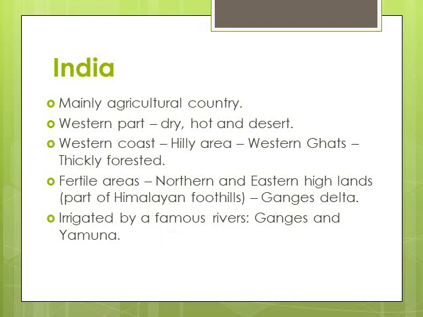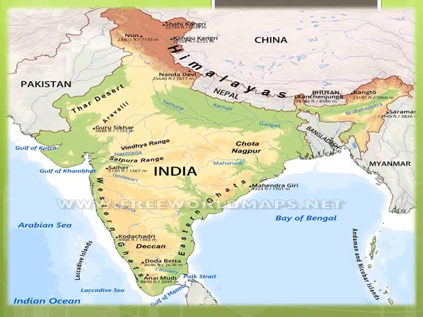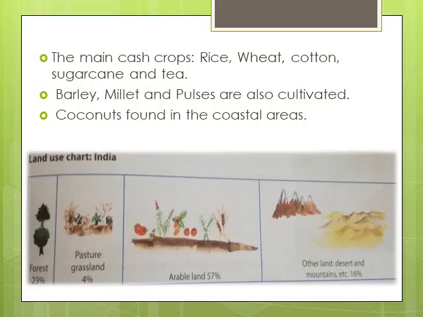Alright, here you can see on the map, this is the map of India, in which you can see the Deccan Plateau. This brown area shows all the Deccan Plateau. It is in central India, running from the north towards the south, and has a hot, dry climate with poor soil and thorny shrubs. Alright, so the main cash crops of India are rice, wheat, cotton, sugarcane and tea.